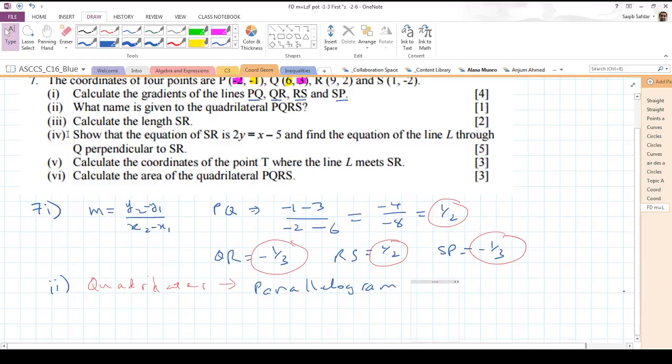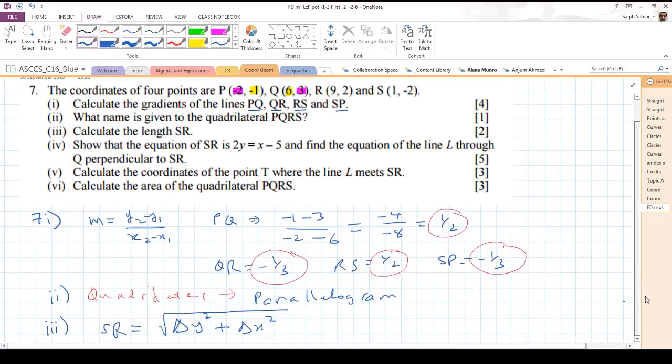What about calculating the length SR? Any suggestions about how we can do that? The distance formula. Okay, excellent. And that is based on which theorem? Pythagoras. Excellent. Now that's just basically saying the change in y squared plus the change in x squared, square root, will give us our SR.